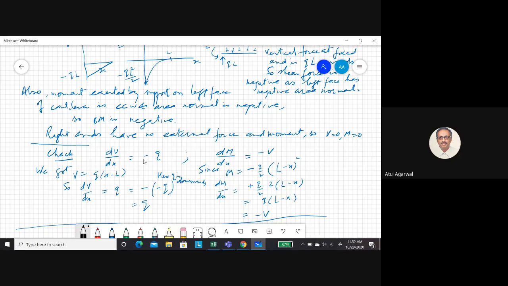And since your Q is negative here, dV by dx becomes positive. This Q is for the upward direction, minus Q, and the actual Q here is downward, so there is a minus sign in it. So dV by dx becomes this. This is slightly confusing, okay?